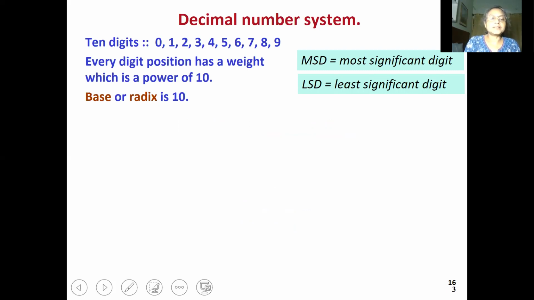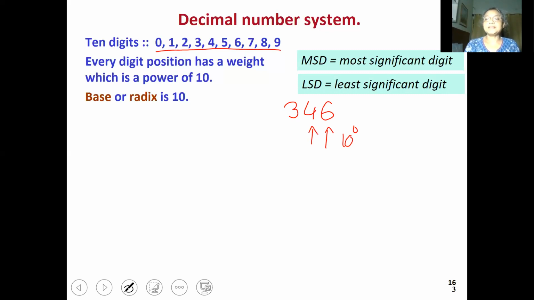In the decimal number system, you have 10 digits, 0 to 9, and you can have a number like, say, 346. Now, in this number there are 3 different digits, and each position has a different weight. So this least significant bit, or LSB, that is the rightmost bit, has a positional weight of 10 to the power 0, that is 1.